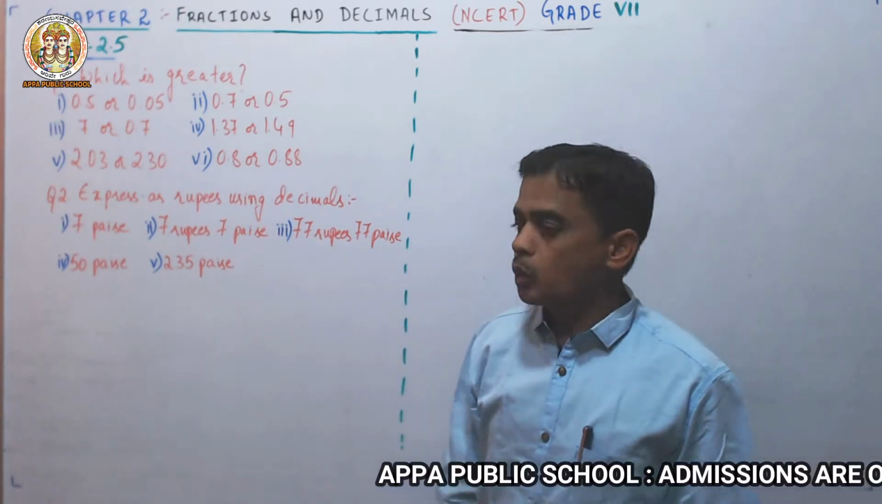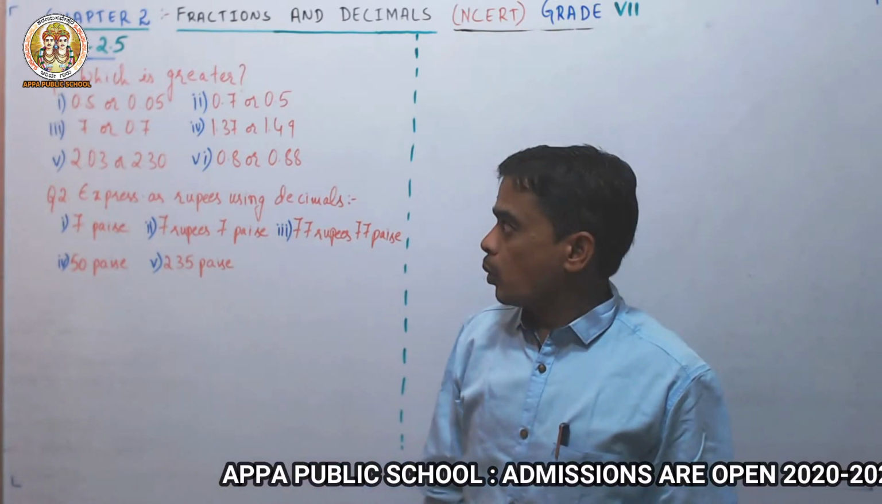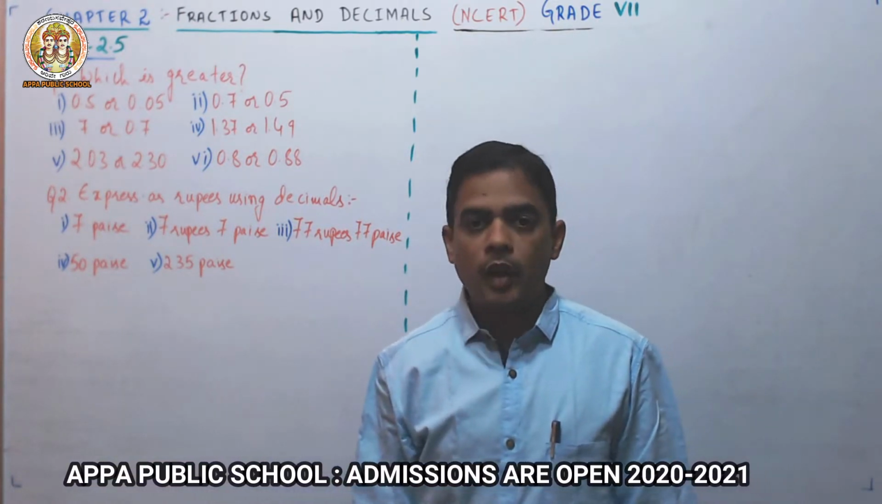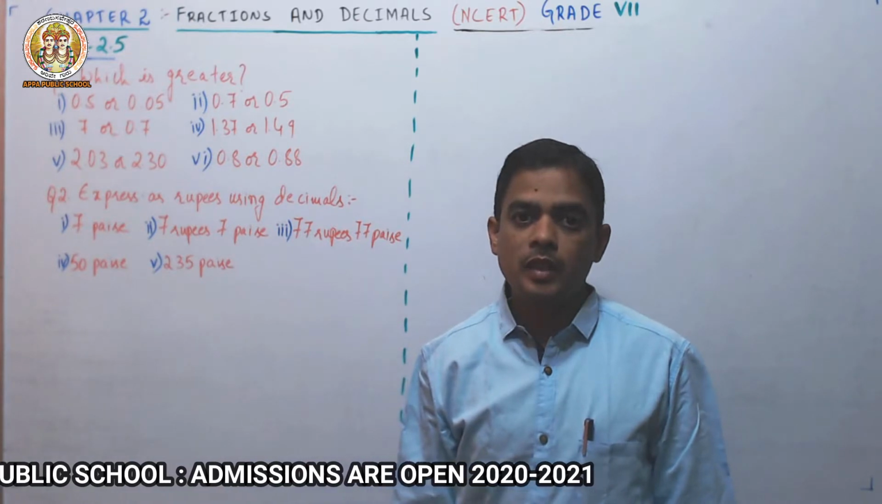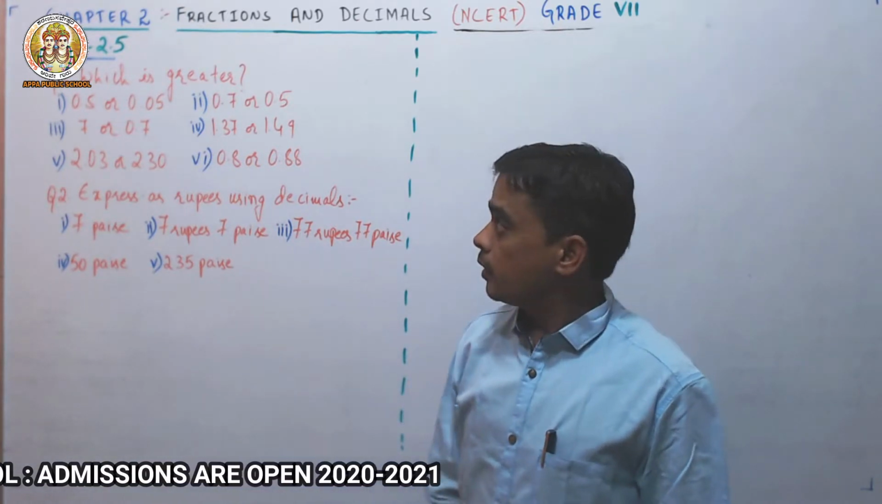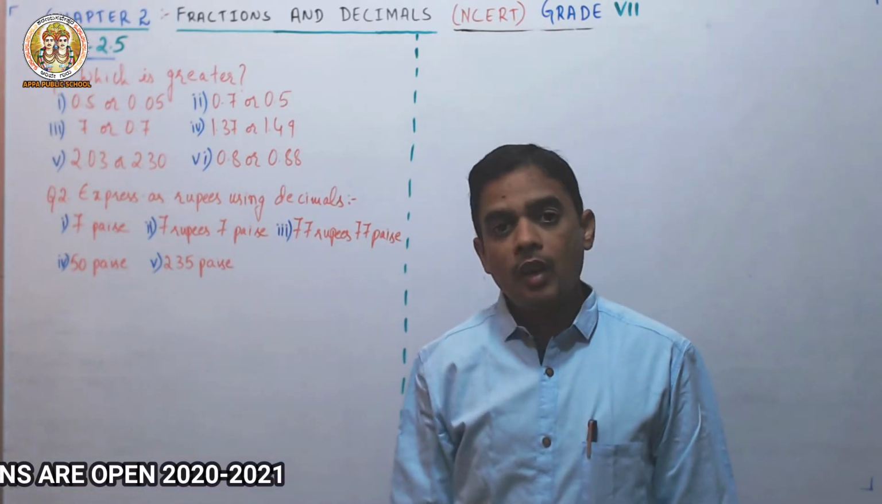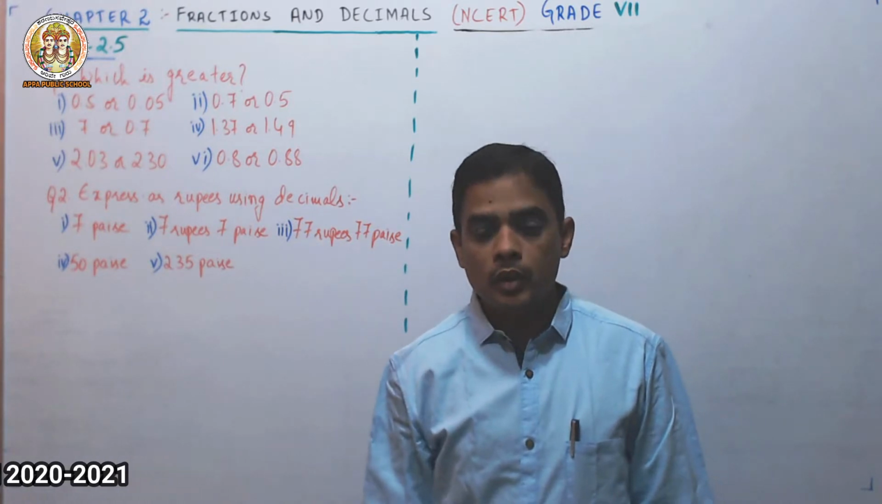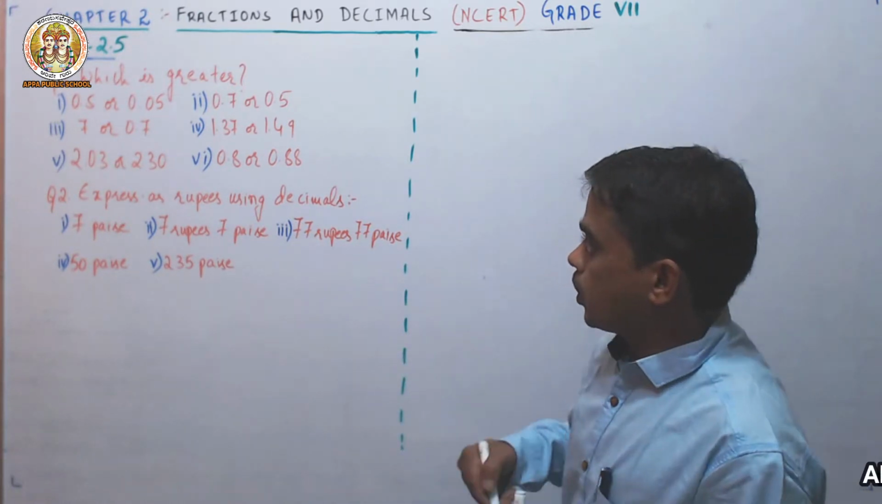Under exercise 2.5, question number 1. What is the question? Which is greater? You have to find which one is greater. Here he has given two decimal numbers. The first one is 0.5 or the second one 0.05. We'll solve here.